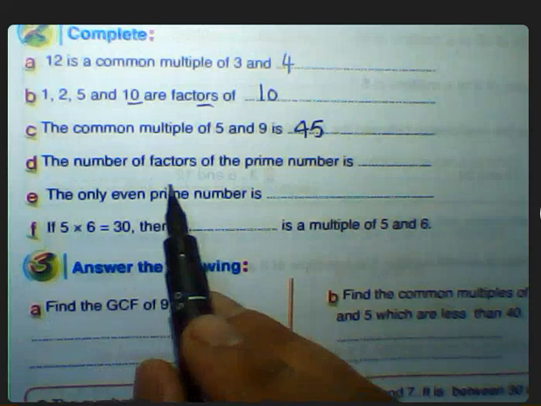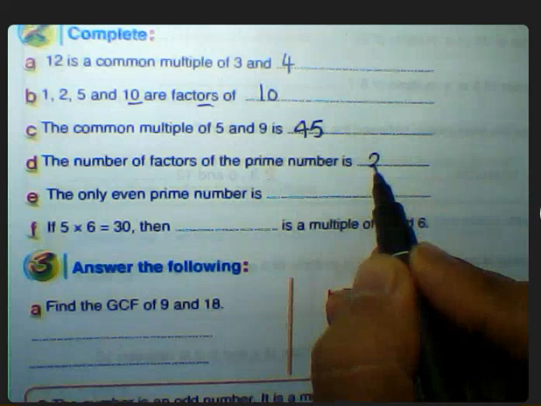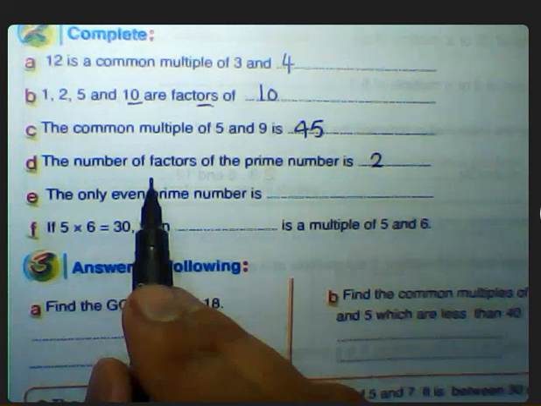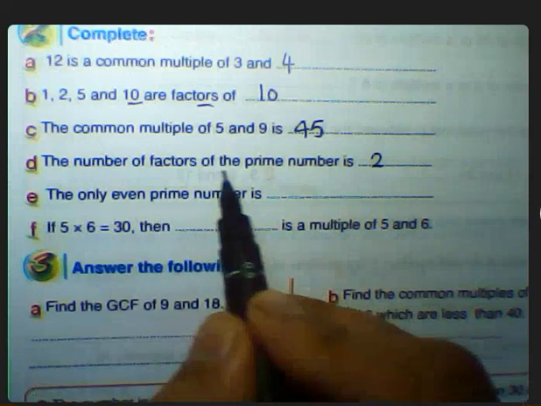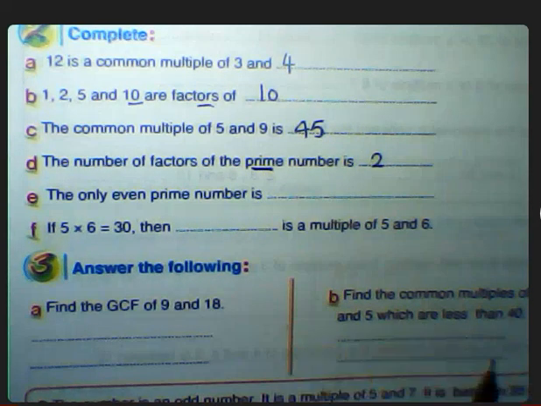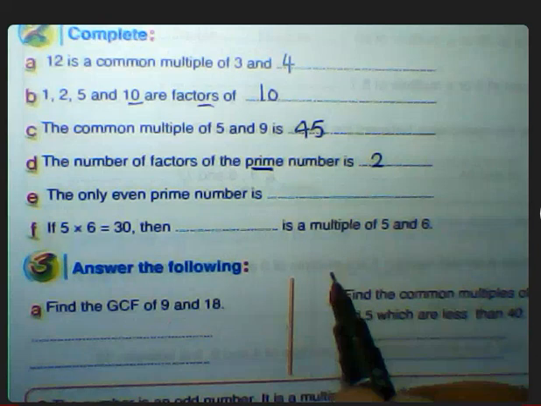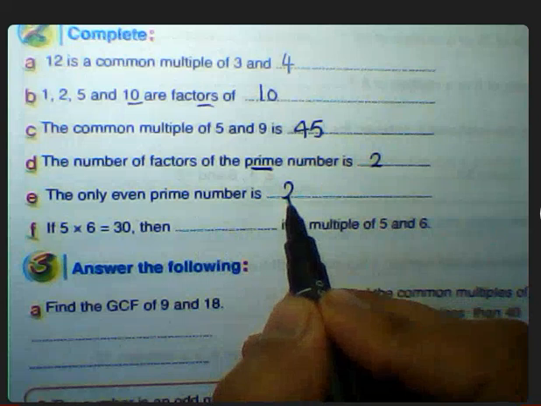The number of factors of a prime number is 2. The prime number can be divided by itself and 1 only. So we have 2 factors for the prime number. The only even prime number is 2.